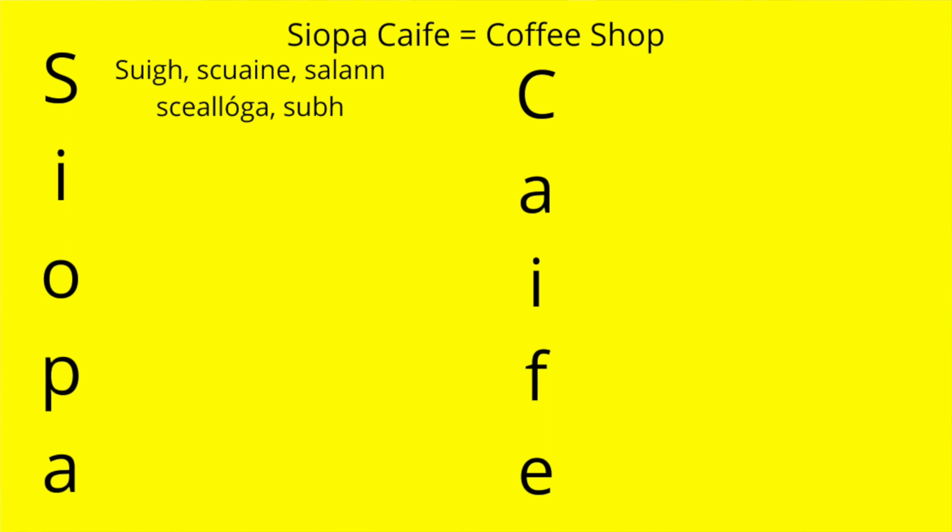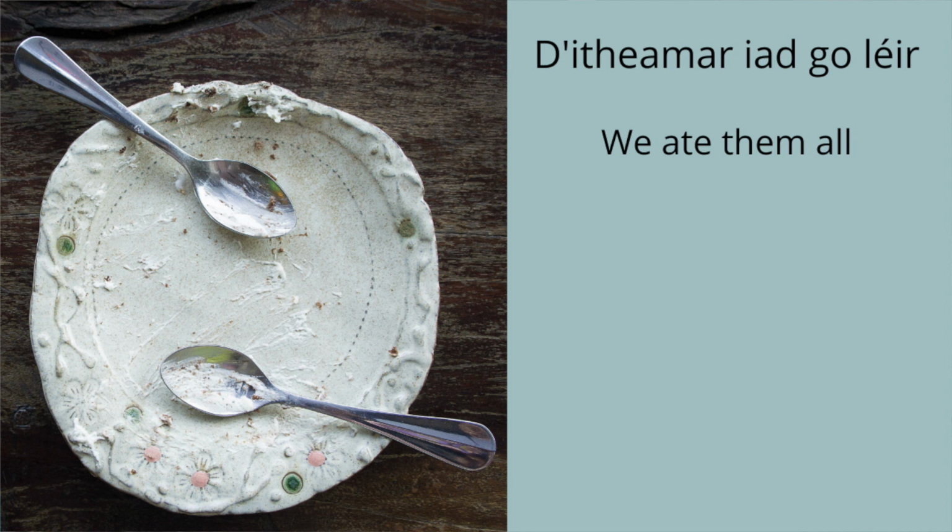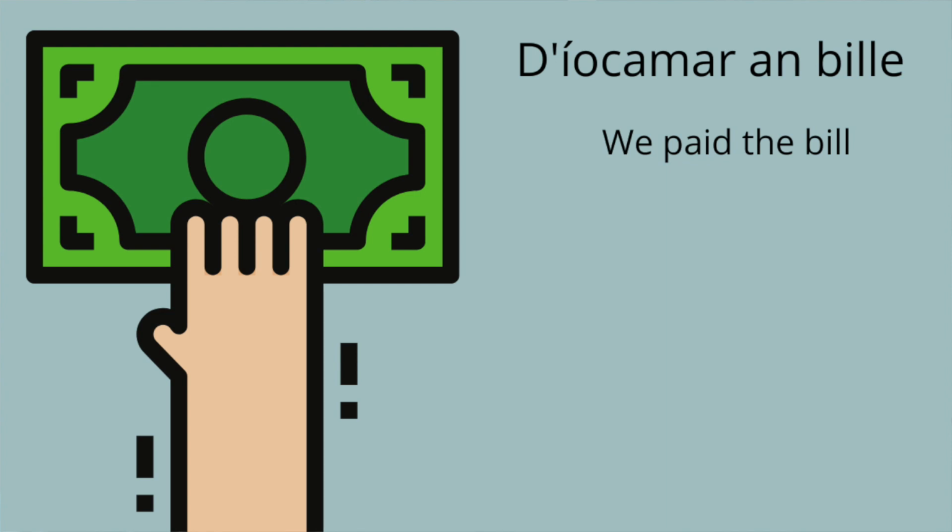Moving on to I then. So two great verbs here. I, which means to eat, and iach, which means to pay. Dihamar iad guler. We ate them all. Diachamar on billa. We paid the bill.